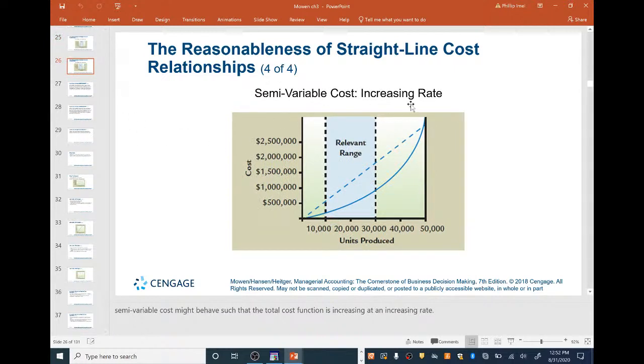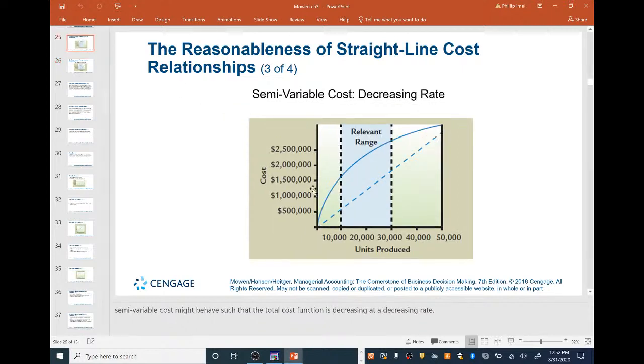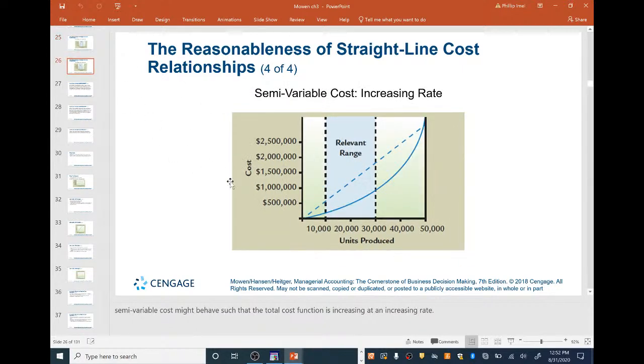This, on the other hand, is an increasing rate. As we produce more units, it gets more expensive. And there's a relevant range, and the perforated line is going to be your straight line assumption. And this is the increasing rate semi-variable cost. Once again, this is the decreasing rate. This is the increasing rate.